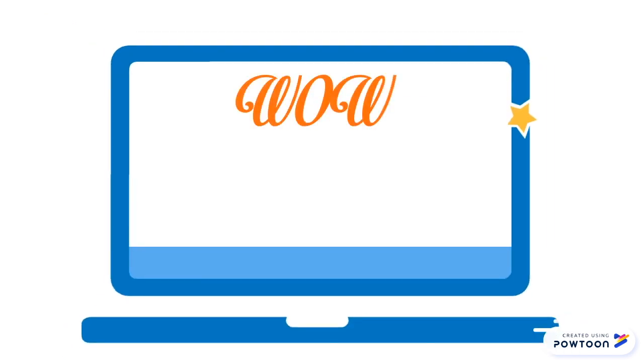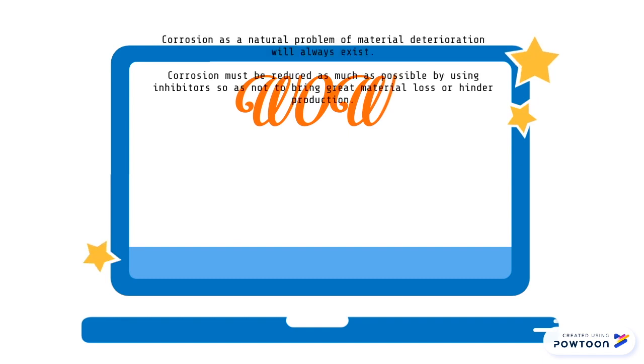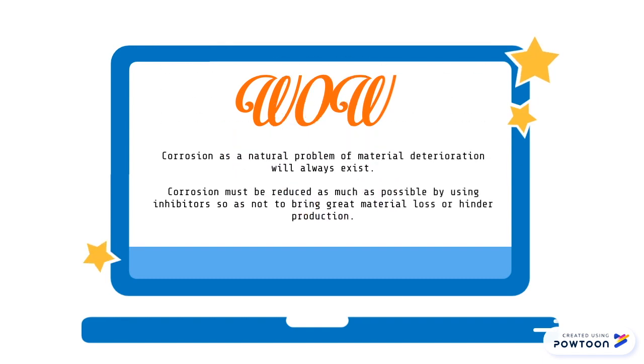Wow! We have learned so much today. We now know that corrosion is a natural problem of material deterioration that will always exist, and corrosion must be reduced as much as possible by using inhibitors so as to not bring great material loss or hinder production. Let's inhibit corrosion.